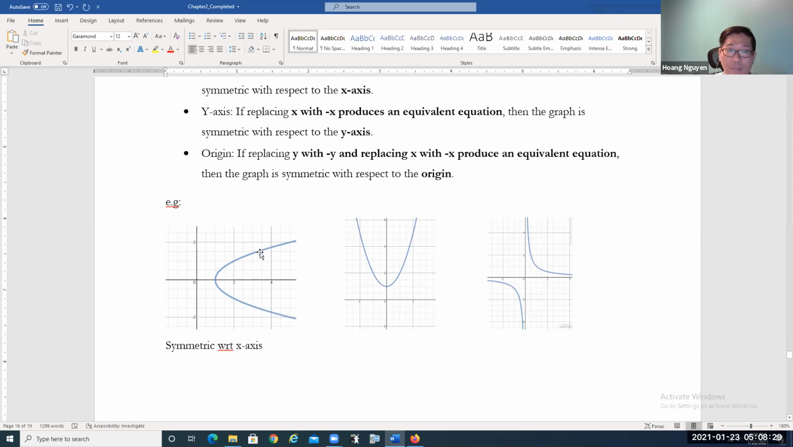So when you randomly pick a point on the top portion of the graph over here, there will be a reflection of that point along the x-axis. Okay, so this is symmetric with respect to the x-axis. Now the middle example, over here, I'm going to say that it is symmetric with respect to the y-axis.